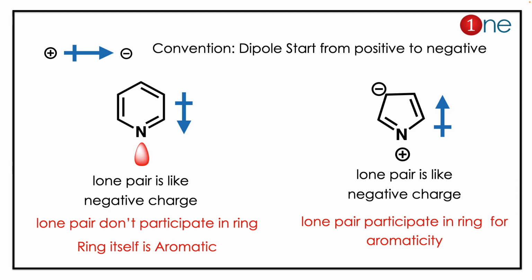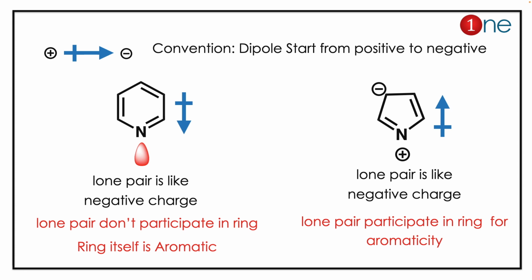The dipole moment, by convention, you have to start from positive to negative. So the pyridine is easy because we are drawing positive to negative. The lone pair is considered a negative charge because it's an electron rich center. So the lone pair also doesn't participate. So what really happened? You have to draw from ring to nitrogen.